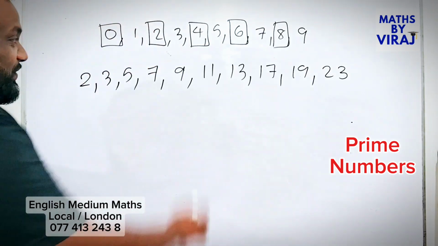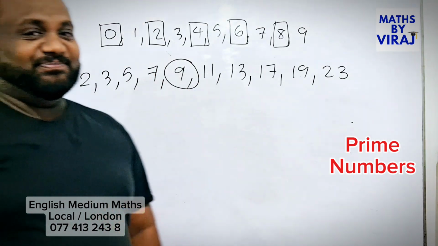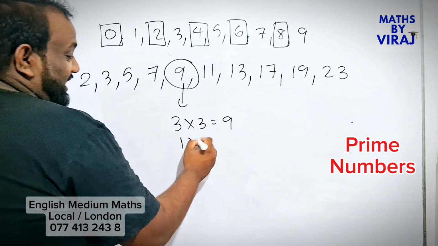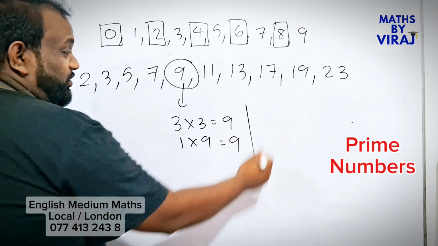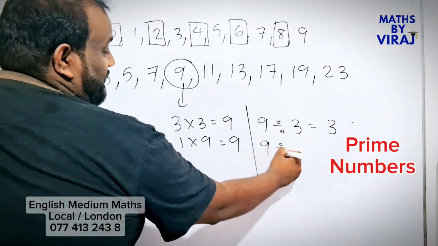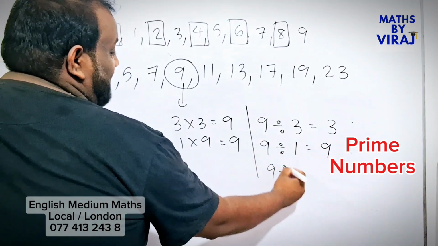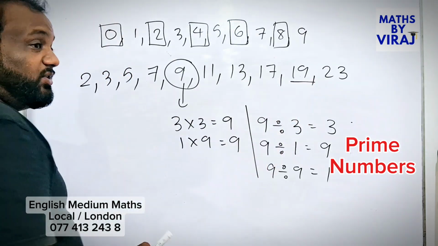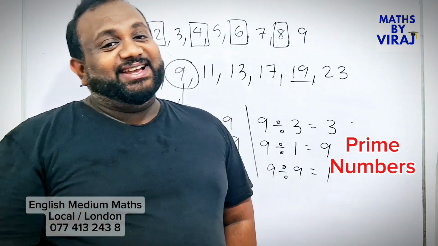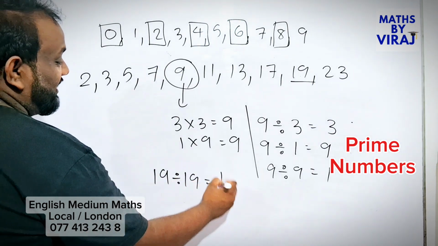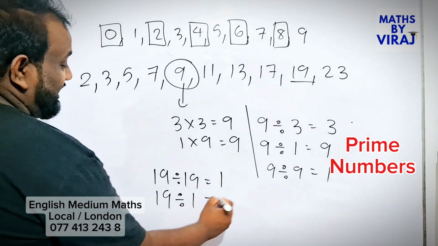Did I make a mistake? Yes, I did. Look at 9. Is 9 a prime number? No. Why? 3 times 3 is 9. 1 times 9 is 9. Also, if you divide 9 by 3, the answer is 3. If you divide 9 by 1, the answer is 9. 9 divided by 9 is 1. But all the other numbers, what is it? Let's take 19. No two numbers will multiply to give 19. Therefore, only 19 divided by 19 you get 1, and 19 divided by 1 you get 19.